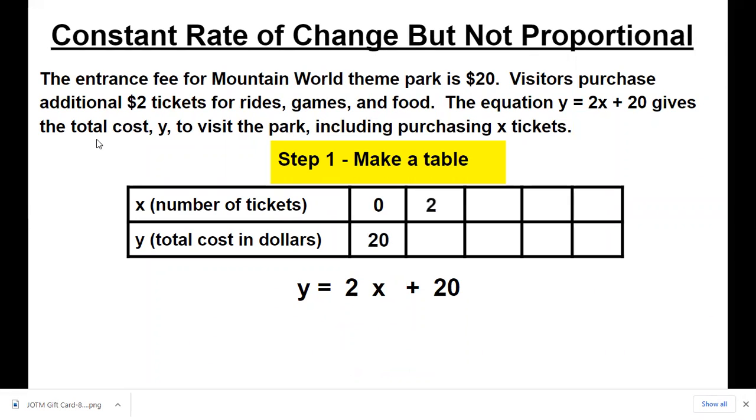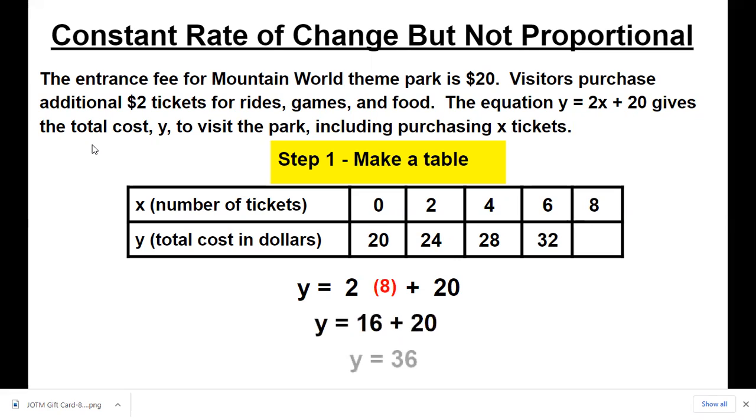What happens if we buy 2 tickets? Plug that in. 2 times 2 is 4, plus the $20 to get in, our total cost is going to be $24. What if we buy 4 tickets? Plug that in for x. 2 times 4 is 8. 8 plus 20 is $28. Okay, see where this is going? Let's say we bought 6 tickets. 2 times 6, 12, plus 20 for our admission, $32. And finally, what if we bought 8 tickets? 2 times 8 is 16.